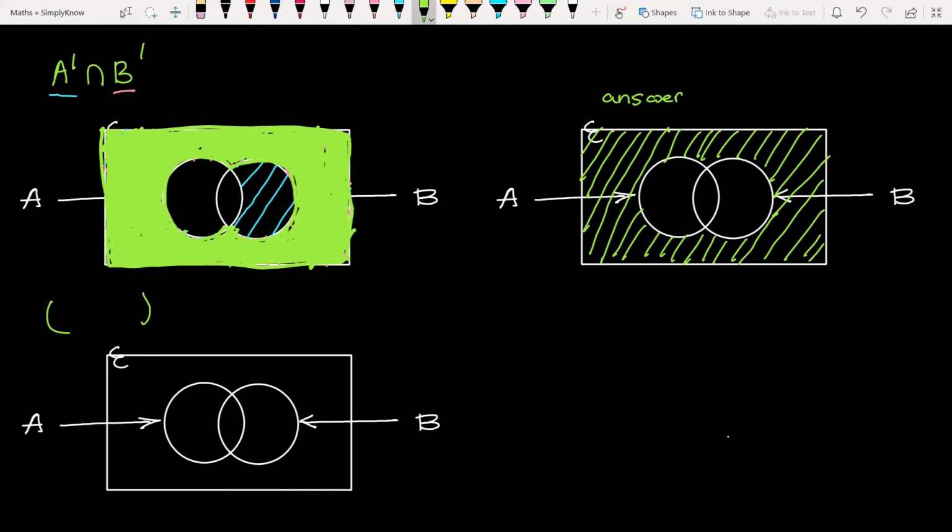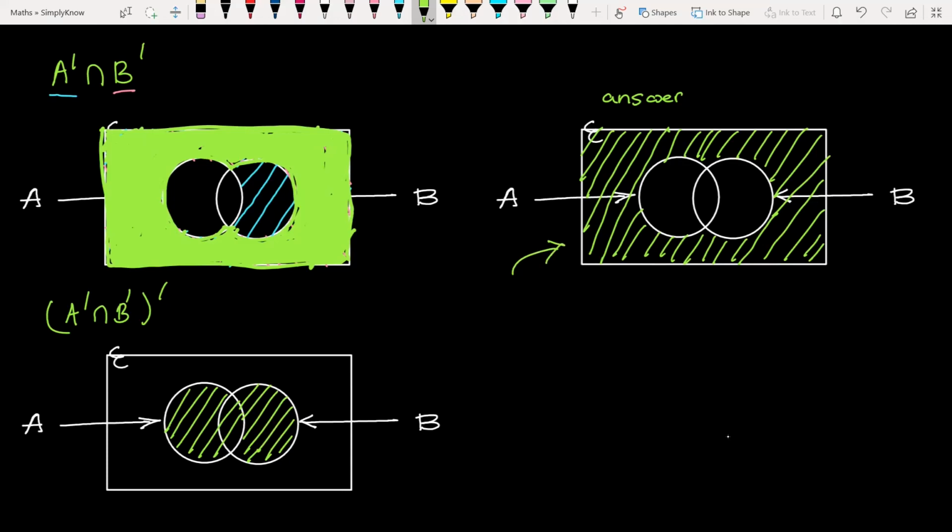Okay, what about the complement of A complement intersection B complement? Yeah, you know the answer now. It's the opposite of what we just did now. So this means only these two circles. Everything in A and everything in B. We need to shade everything in A and everything in B, because it's the opposite of what we just did here.